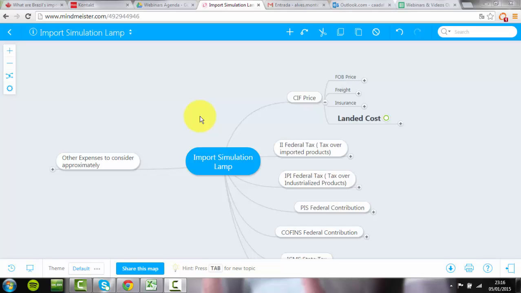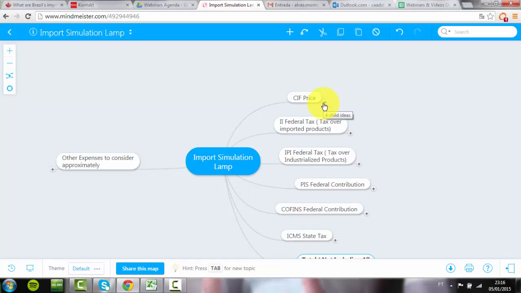Today we're going to be doing an import simulation, as I promised in our last class, on how to import a lamp in Brazil. It could be a pair of sneakers, a pair of scissors, whatever. This is just a simulation. There are a few details that I would like to comment on beforehand.